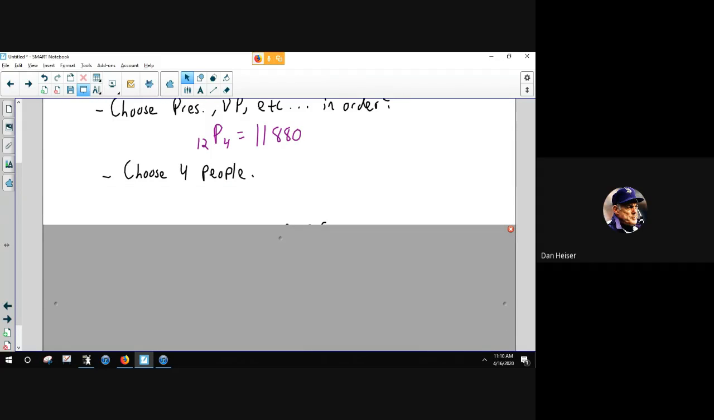Now we're just going to choose 4 people. Nothing says one position is more important than the other. Nothing says the first position is special, the second position is special. It just says choose 4 people. Now we have a combination, 12C4. I just want 4 people for a little leadership team. So we go from almost 12,000 possibilities to 495.